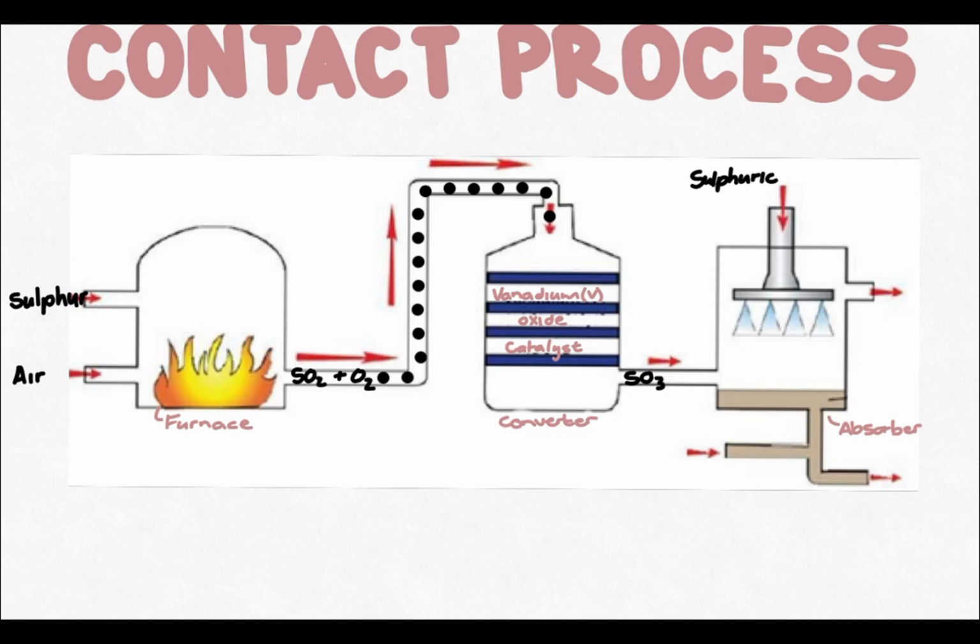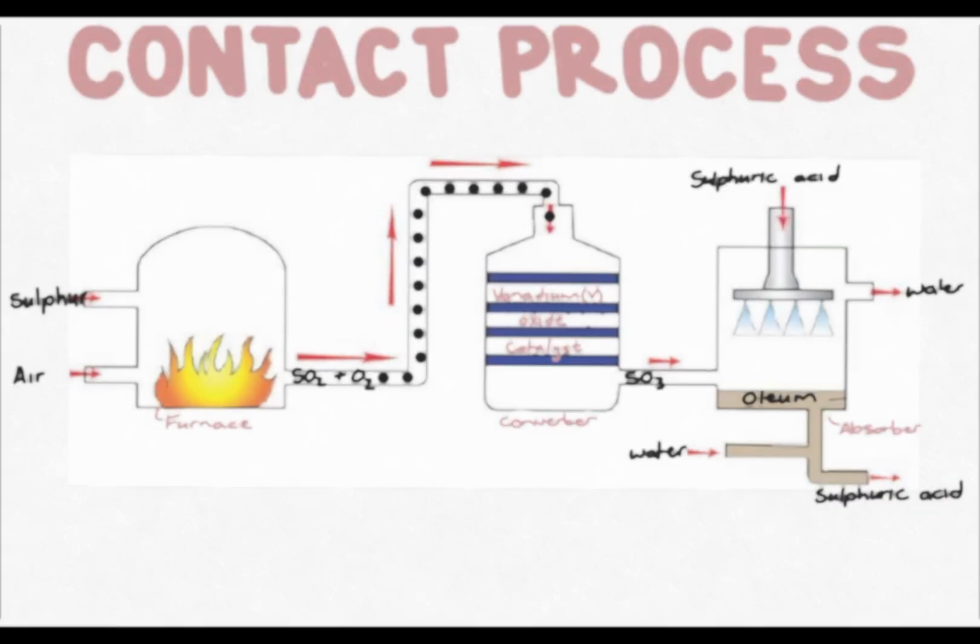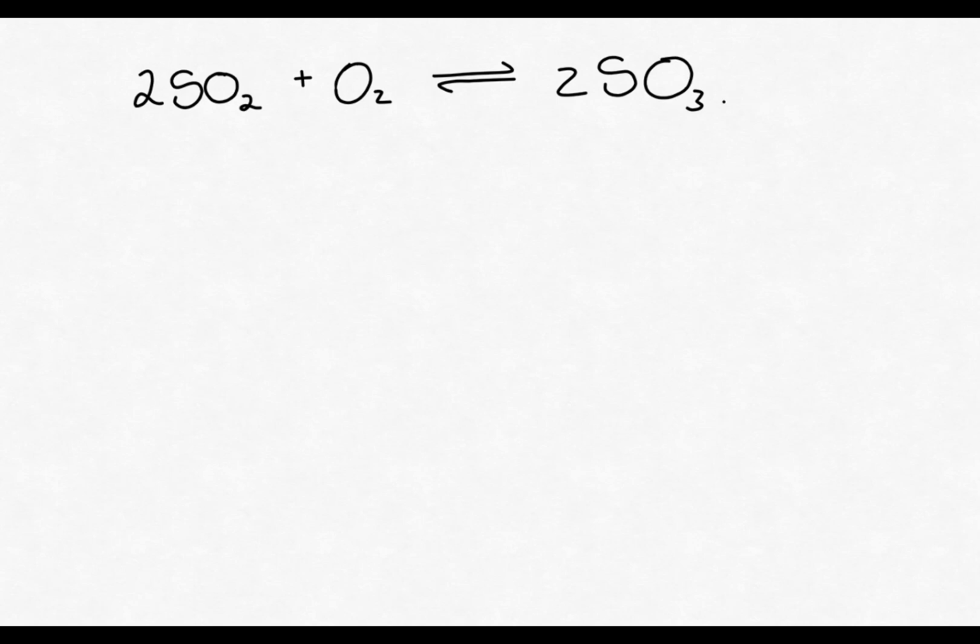Here it's absorbed into a solution of 98% sulfuric acid, and this produces a thick liquid called oleum. Now, oleum is disulfuric acid. The oleum is then added to water to form a concentrated sulfuric acid, which is then collected and stored. Just as in the Haber process, the contact process also has variables to consider. So remember, we're only going to look at the main stage of the contact process, where sulfur dioxide and oxygen react to form sulfur trioxide.